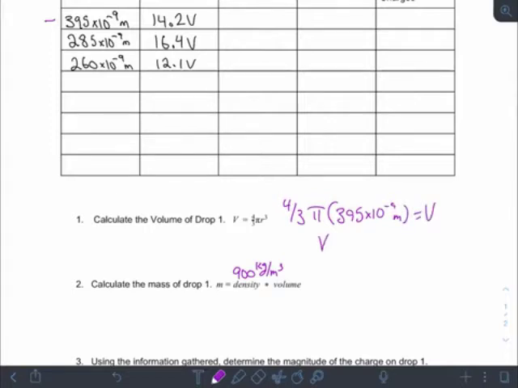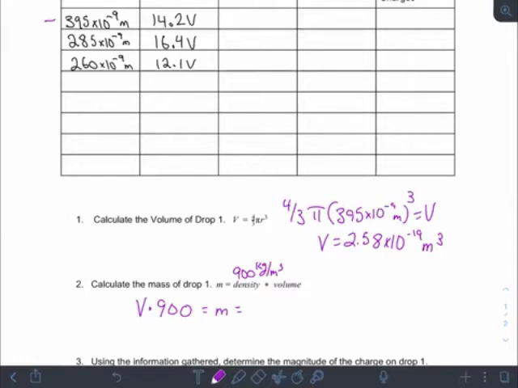And if I do that, I get a volume of... I have to cube that. Don't want to forget. 2.58 times 10 to the negative 19 cubic meters. And you might think, well, that's a ridiculously small number. Well, it's a small, tiny oil drop. So if I take that volume and multiply it by 900, I get the mass.